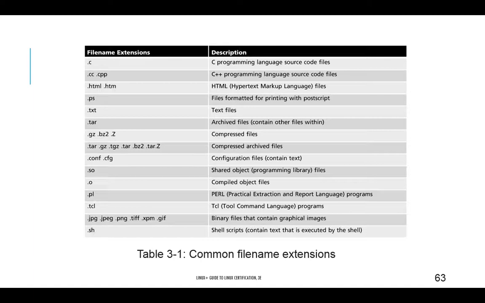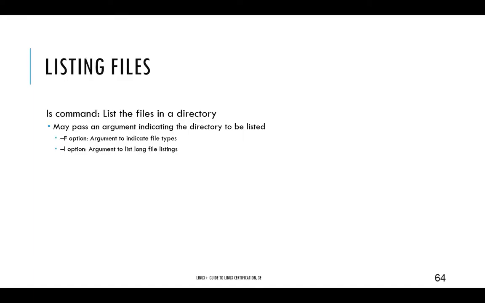The ls command all it does is list the files in a directory. You can do a -F that indicates the file type. I'm sorry, -l is an argument for the long list. In other words, give me everything about the information, detailed. When you do your detail in Windows, that's what it would give you.